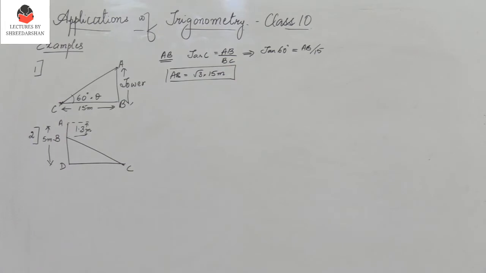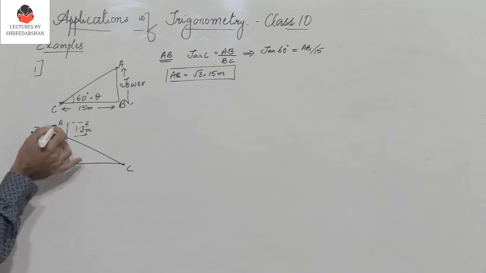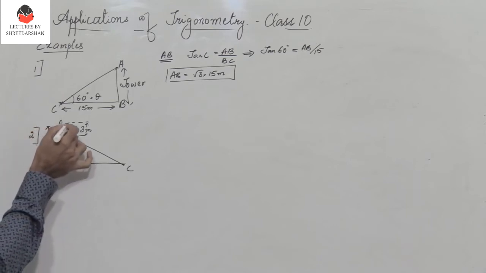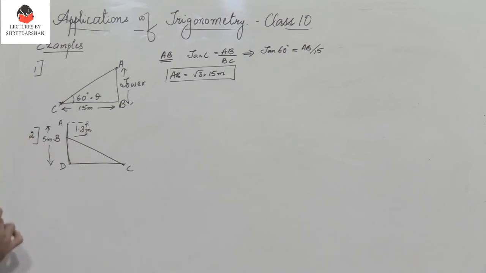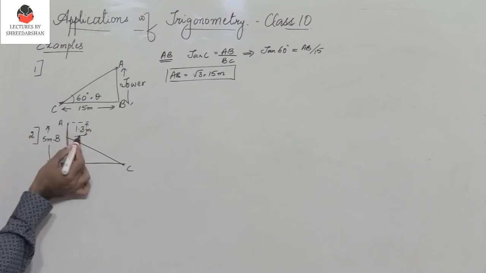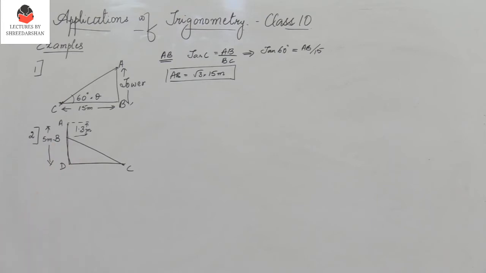Very simple problem. Next, moving on with the next one. An electrician repairing a pole of height 5 meters. This is the pole which the electrician has to repair, and to reach a point 1.3 meters below the top, a ladder is used, inclined at an angle of 60 degrees. How far should the foot of the ladder be placed?